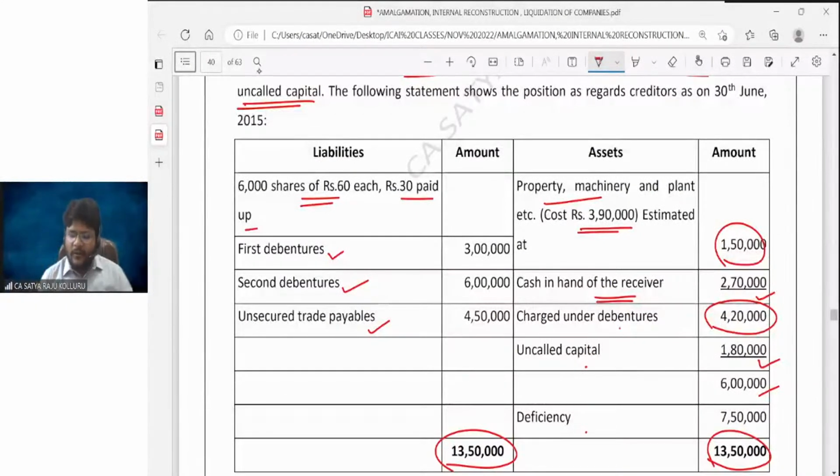Now quickly I'm asking one question to all of you. What is the P&L account debit balance? What is the P&L debit balance? All of you, please let me know quickly the answer. P&L debit balance is how much?